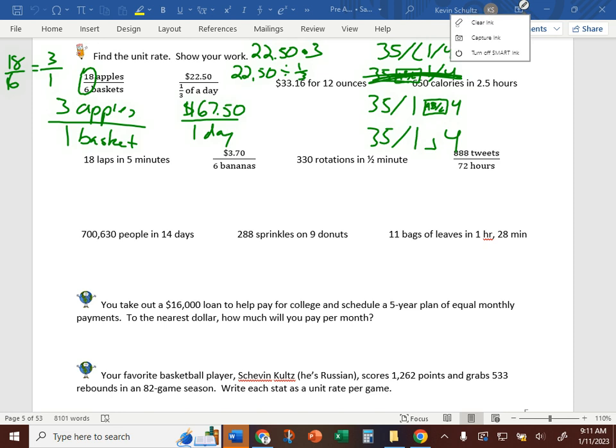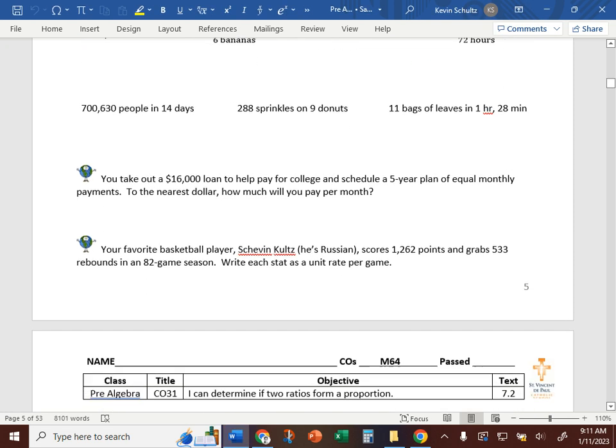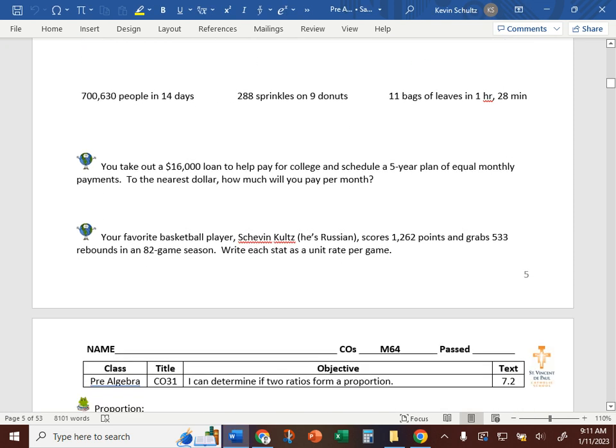Then down at the bottom, maybe some more applicable stuff. You take out a $16,000 loan to help pay for college and schedule a 5-year plan of equal monthly payments. To the nearest dollar, how much will you pay per month? Okay, so this actually kind of helps with a budgeting standpoint here, which at some point you're going to have to learn how to do on your own. Budget things. Okay, $16,000 loan. How much will you pay per month if you pay it back over 5 years?